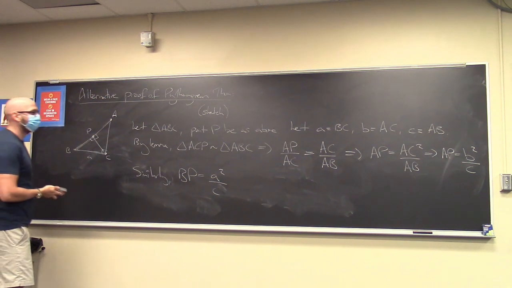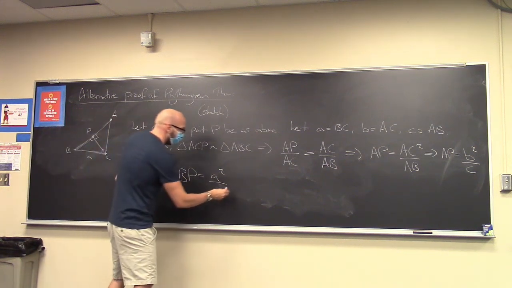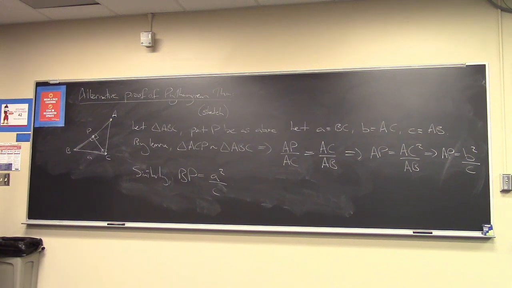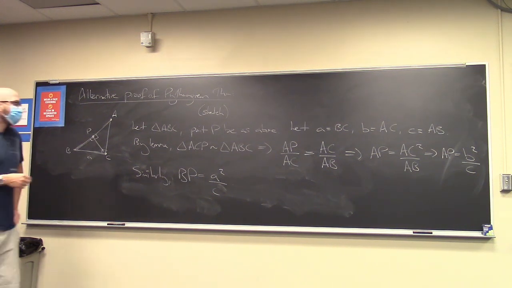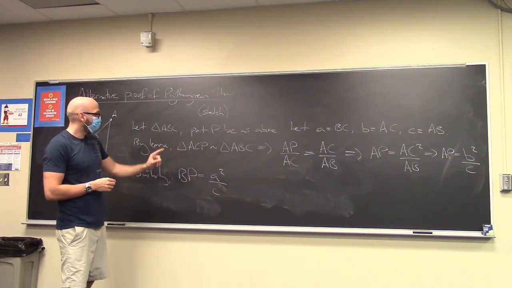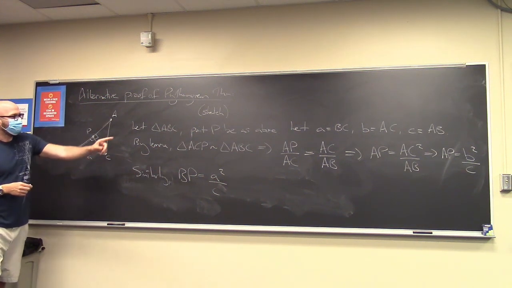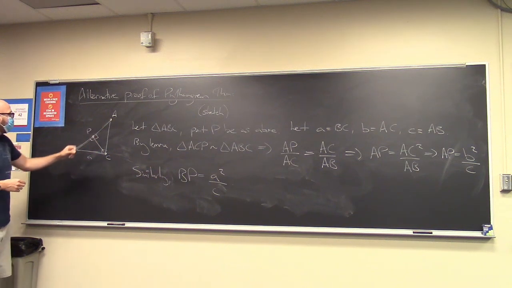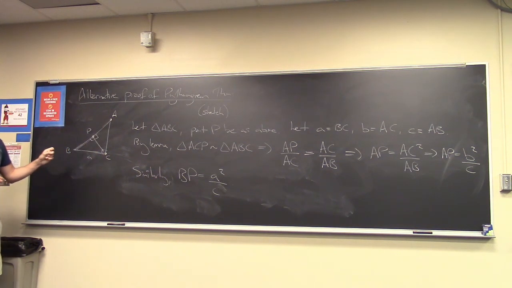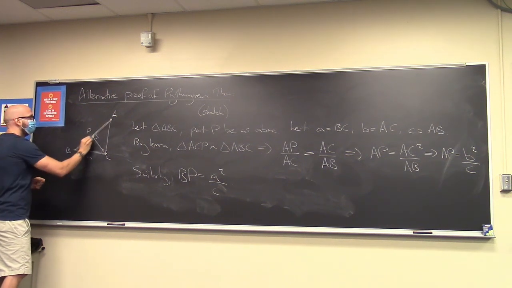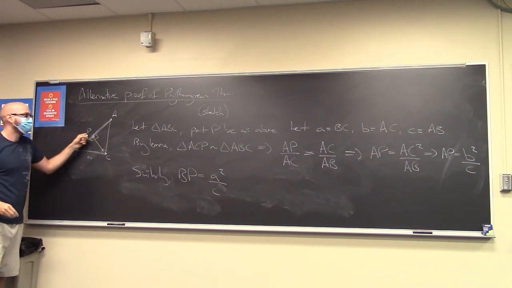Now we're done. Can you see why? What if I add these two equations together? AP plus BP. Well, that would be B squared over C plus A squared over C. But what does AP plus BP equal? Yeah, AP plus BP is C, right?